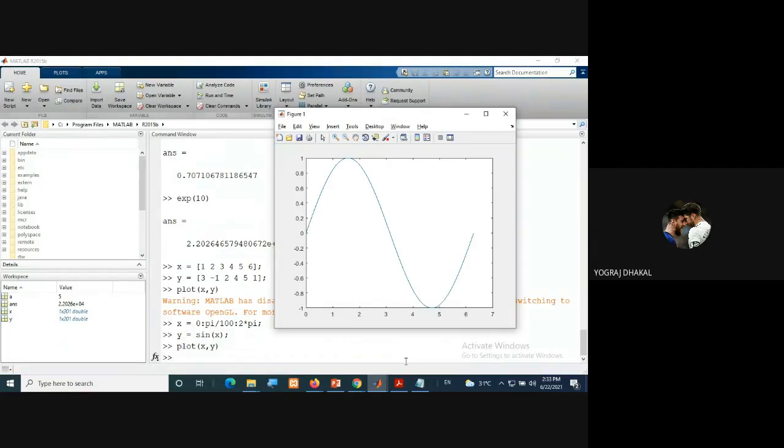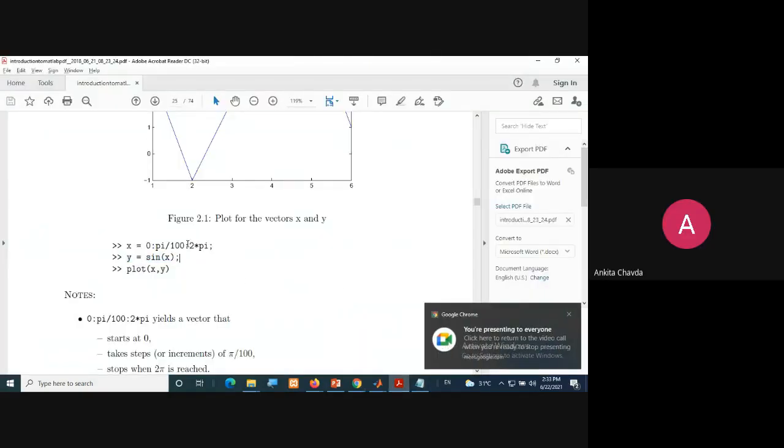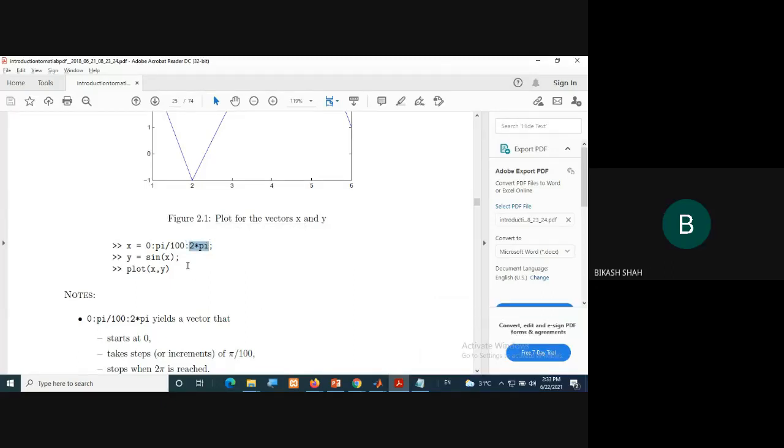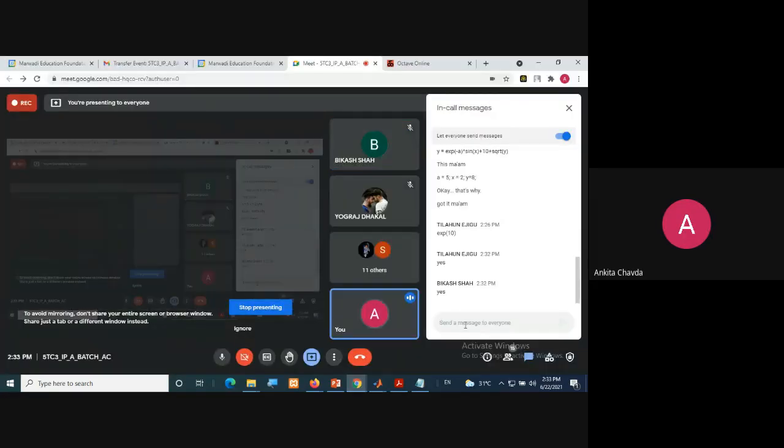Ma'am, what is that compare condition? The condition part. What is this pi by 100, ma'am? Is it a condition part or? Which one? This one? No, no, no. Pi by 100 is the increment, Yuvraj. Actually, I'm not getting your question, Yogaraj. You can write it onto the chat.